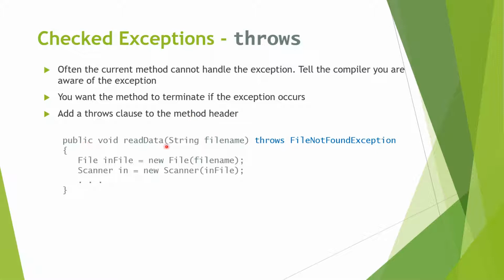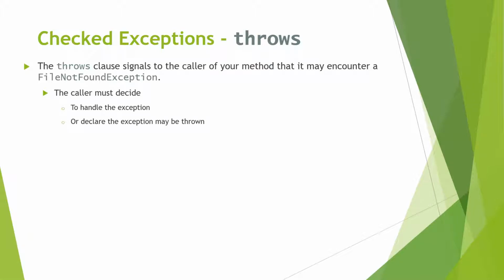So after the signature of the method, you simply write throws FileNotFoundException. So it throws an exception with this specific type so that some other method in some other part of the program that has more information and authority can handle this specific exception. So the throws clause signals to the caller of the method that it may encounter a FileNotFoundException.